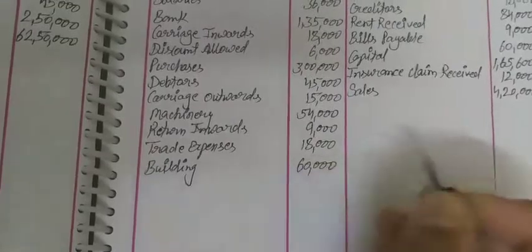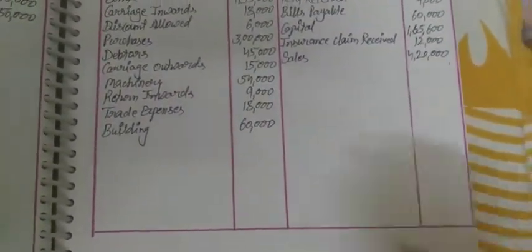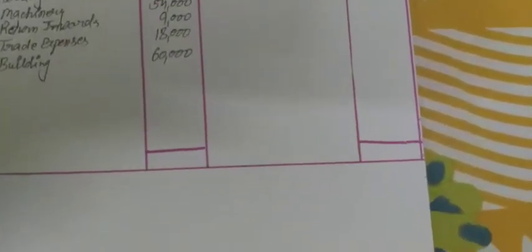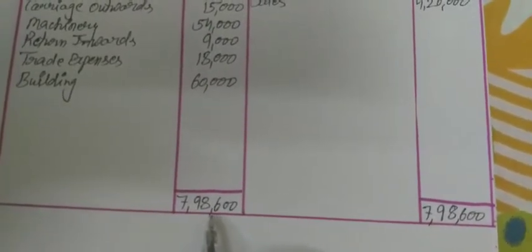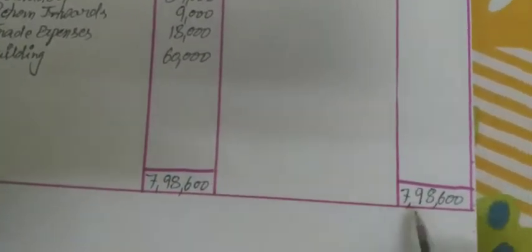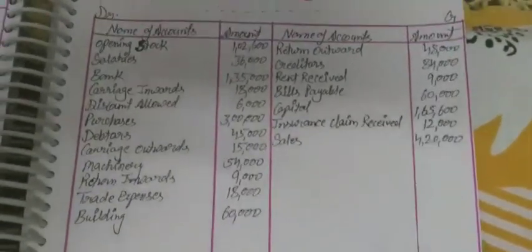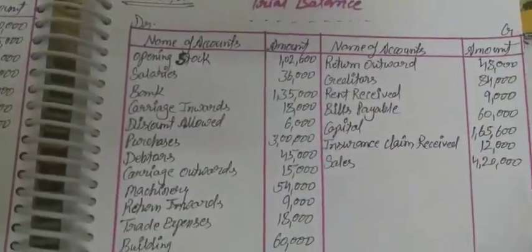60,000, students. Now we need to total both sides, and that balance must be equal. Let's see the total, and this total must be equal on both sides. Students, if we total both the debit and credit sides, the total will come to 7,98,600, and the credit side total is also the same. So now we have prepared the correct trial balance from the given question.